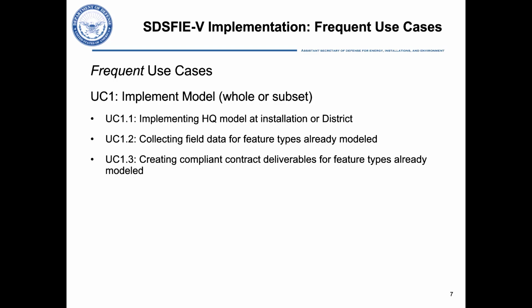Use Case 1 describes the general requirement of implementing the schema for an SDSFIE vector LDM into the physical environment of a GIS, most often into an Esri geodatabase. This could be an entire approved headquarters model, or one or more feature types from an approved headquarters model to collect data in the field, or to package contract geospatial product deliverables that adhere to the SDSFIE specifications.